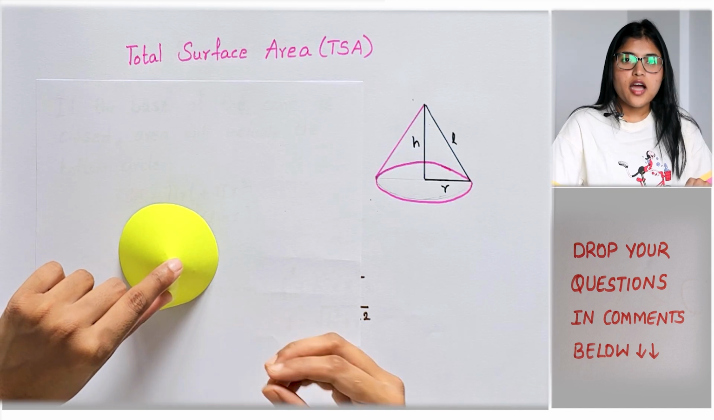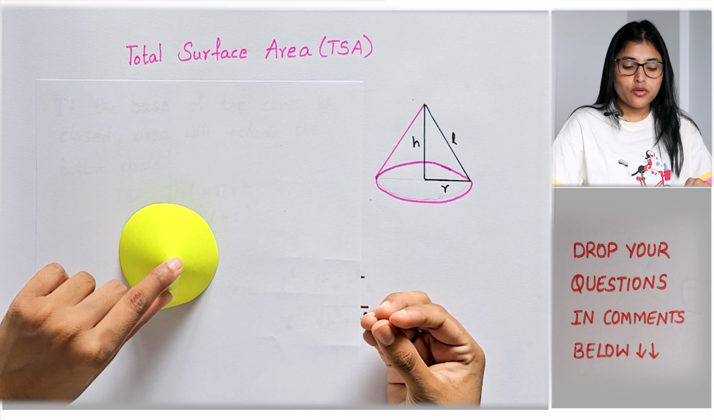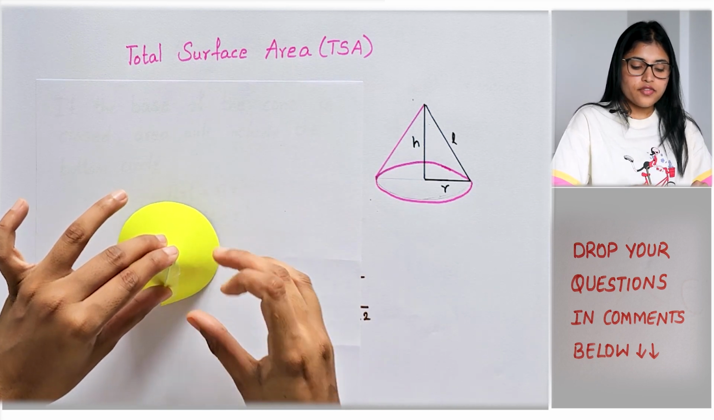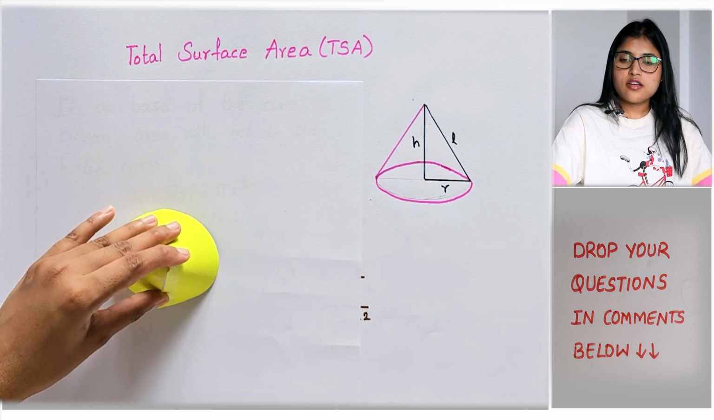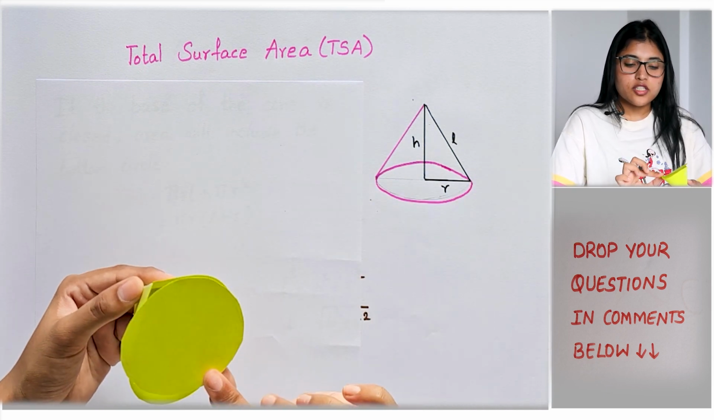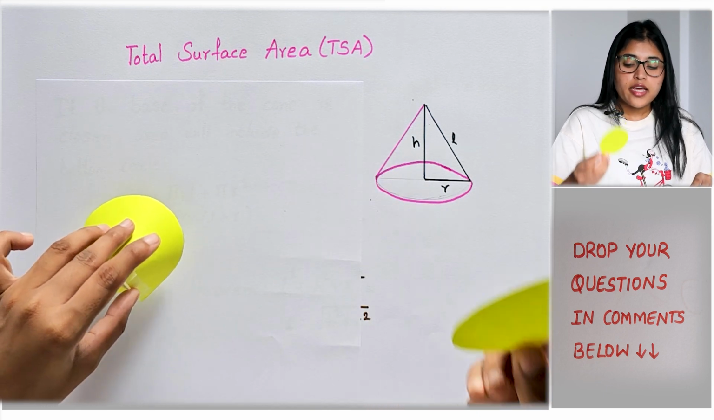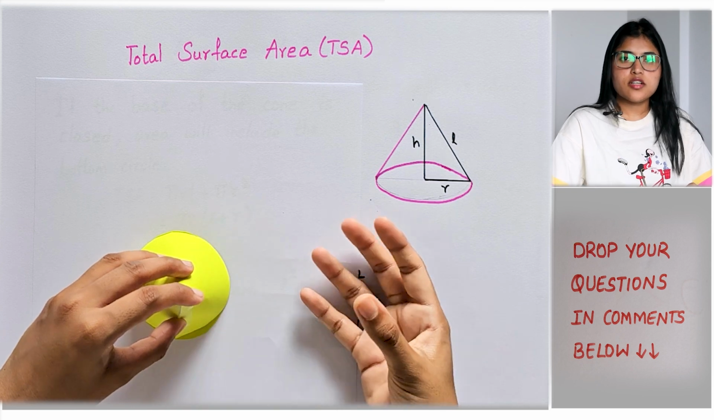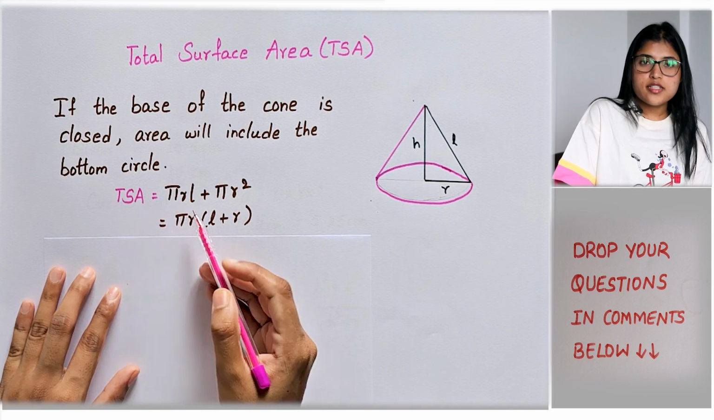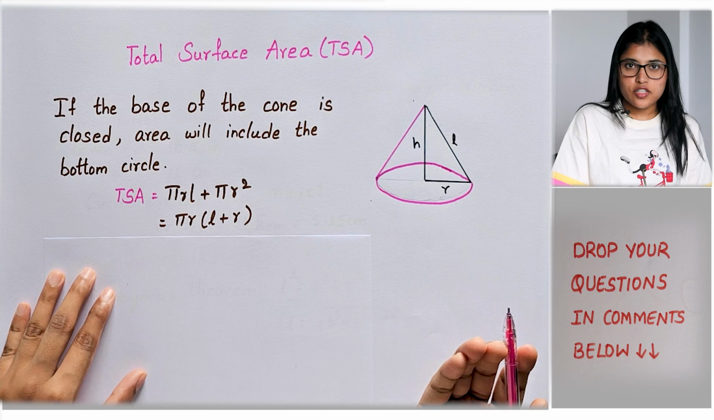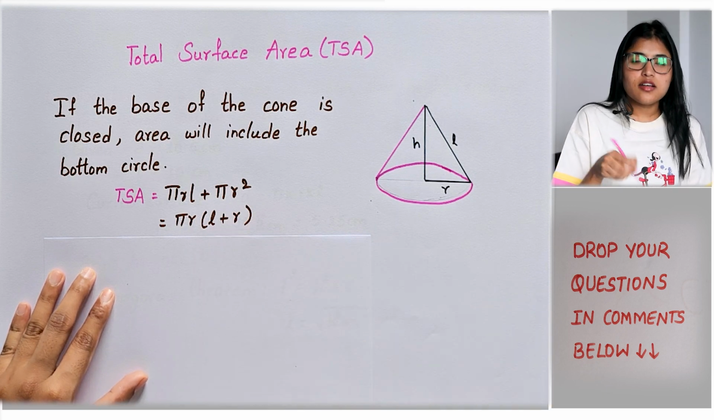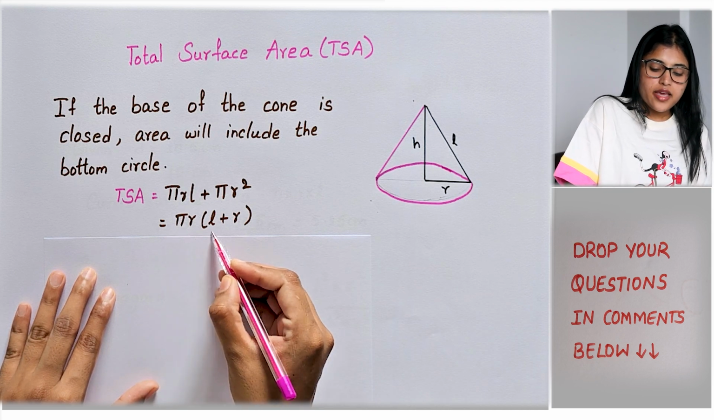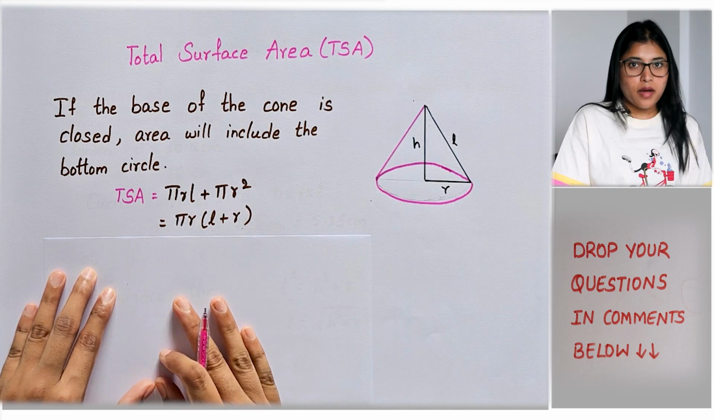Now that we have determined how to find curved surface area of a right circular cone, let's try to understand what is total surface area. So we know that curved surface area is pi r L, but total surface area will also include its base, which is a circle. We need to include the area of the base along with the area of the curved surface. So this whole thing will give us the total surface area. So I can write total surface area as pi r L, that is the curved surface area, plus area of the circle, because the base is a circle. We know that the area of circle is pi r square. So I can write it as pi r into L plus r after taking pi r as common.